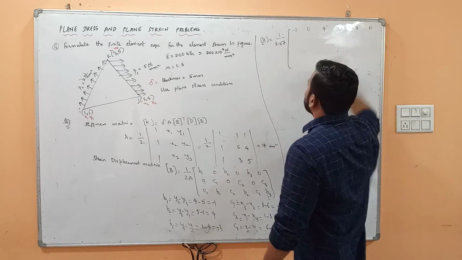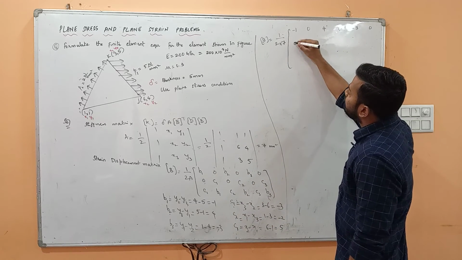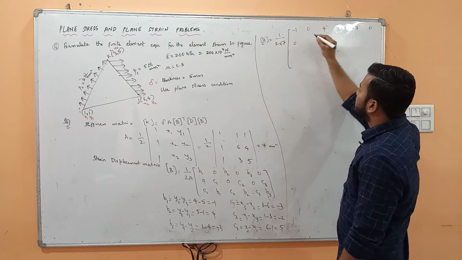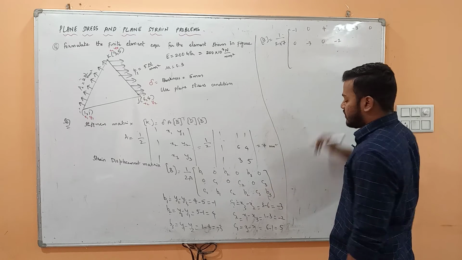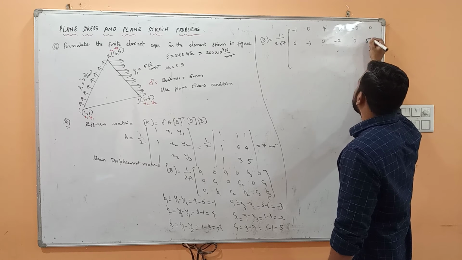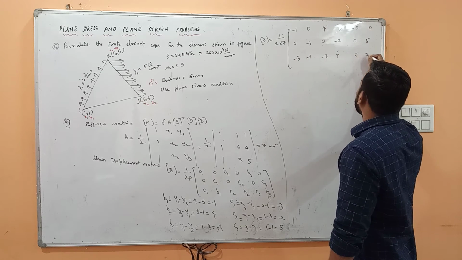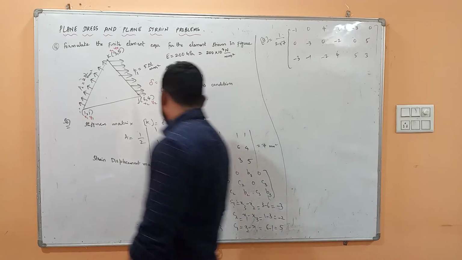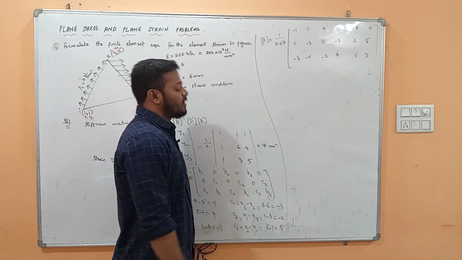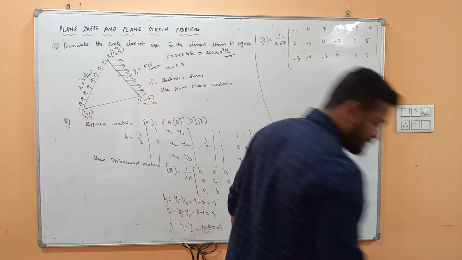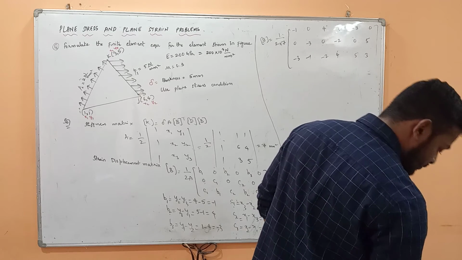Minus 3, 0. Similarly, 0, C1. So 0, C1 value we got minus 3. 0, C2. And 0, C3. So 0, C3. C1, B1. C2, B2. C3, B3. After substituting these B1, B2, B3 values and C1, C2, C3 values in this, we got this matrix. So this is called the strain displacement matrix. 0, minus 1, 0, 4, 0, minus 3, 0, 0, minus 3, 2, 0, 5.